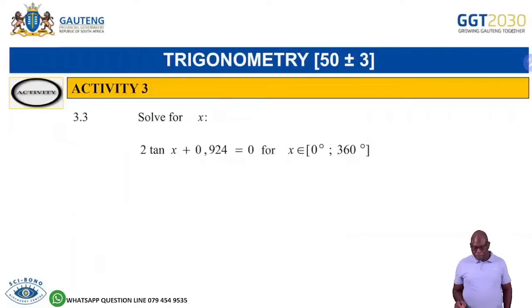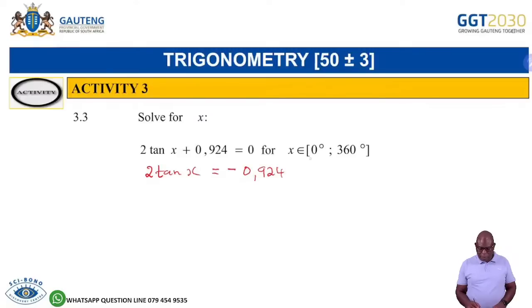It says solve for x, and these are some of the questions. I know most of you get it right at the start, but then you mess up at the end. So first of all, I must take that value to the right hand side, put it as a negative. Remember, it's between 0 and 360. Please, you must check the interval.